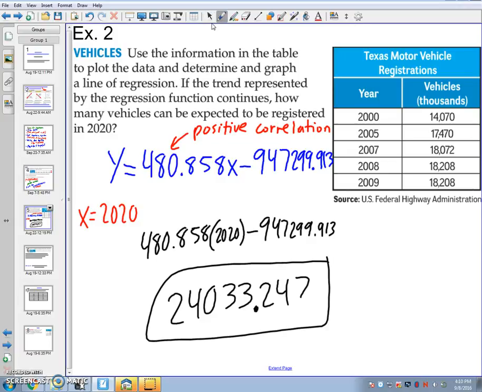So does that make sense? Well, if 2020 went here, should it be around 24,000? Because they don't care about the decimals. Yeah, 11 years later, 6,000 more cars. Makes sense. It's going up.